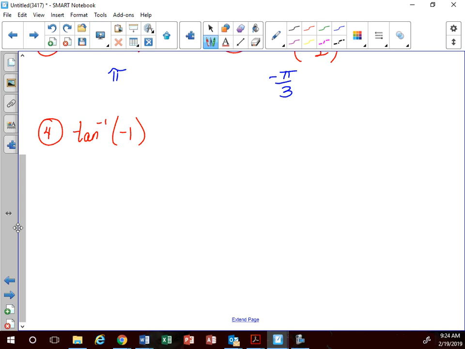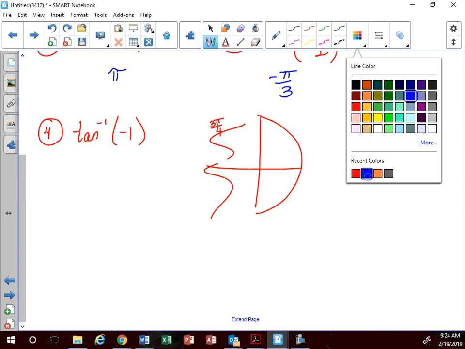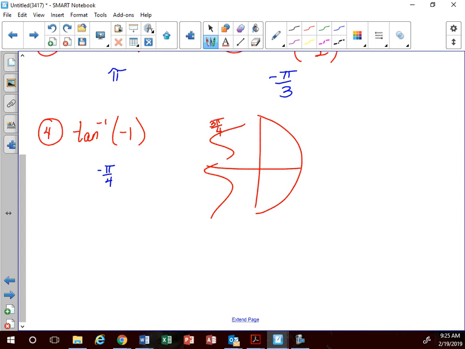Think about which part of the circle tangent comes from, okay? Guys, remember, tangent is like sine. It's this part of the circle. A lot of you were telling me 3 pi over 4. Okay? No, not for tangent. That's no good. So the answer was -pi over 4.